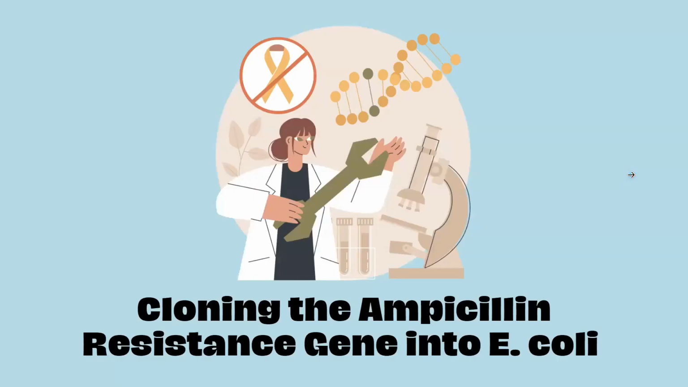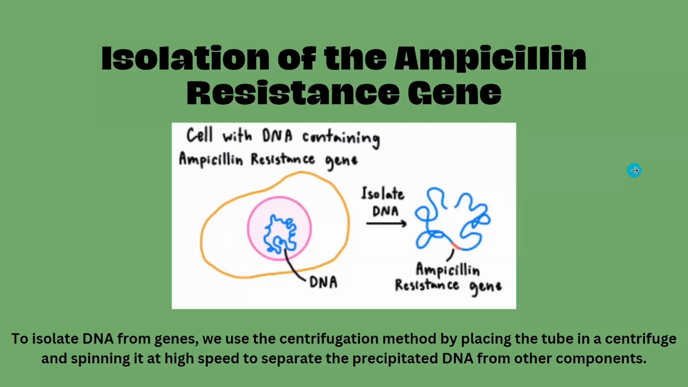Cloning the ampicillin resistance gene into E. coli involves several key steps as follows. The first one, isolation of the ampicillin resistance gene. The ampicillin resistance gene can be obtained from a variety of sources. It might already exist in a plasmid DNA, or be synthesized artificially. To isolate the DNA from genes, we use the centrifuge method by placing the tube in the centrifuge and spinning it at high speed to separate the precipitated DNA from other components.